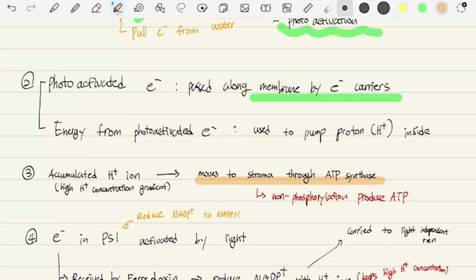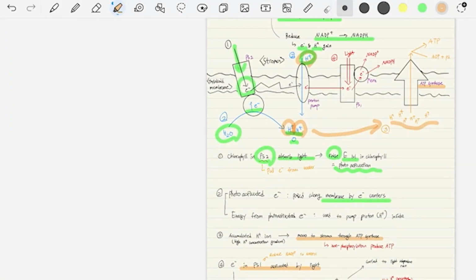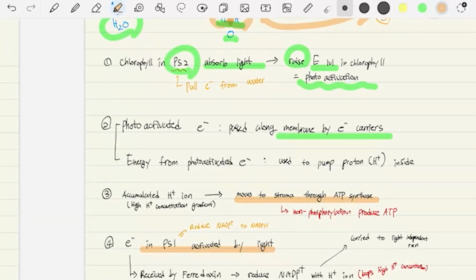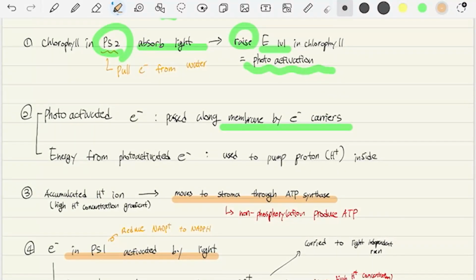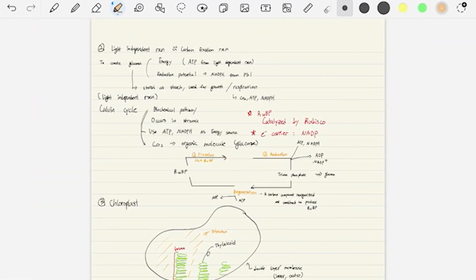The final step of the light-dependent reaction is the electron in photosystem 1 being activated by the light. The electrons are received by something called ferredoxin. In this place, NADP plus is reduced with H plus ions, and they are carried to the light-independent reaction, which is the next step. This procedure keeps the H plus concentration high.